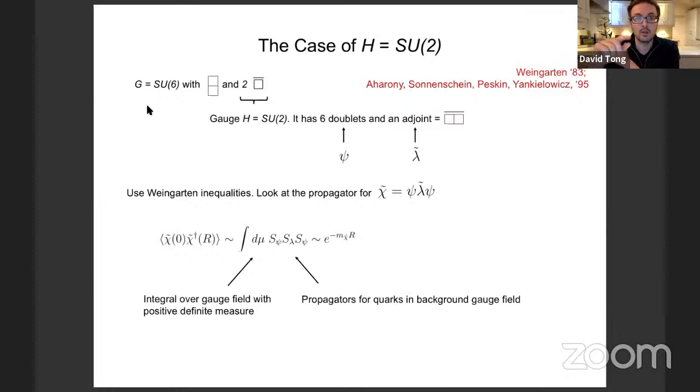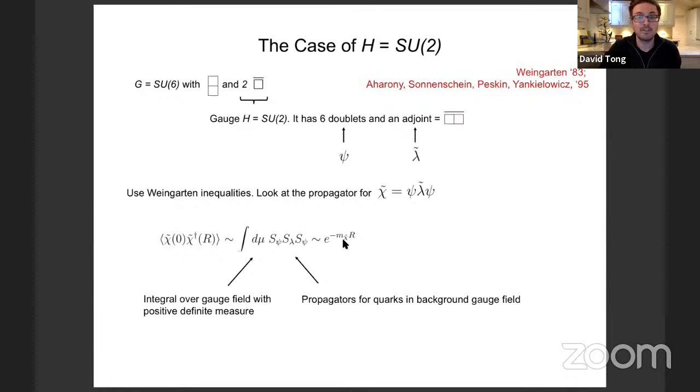Now, the key to the Weingarten inequalities, and indeed the key to the Vafa-Witten theorems, is that this integration measure is positive definite. So this is something that you only get because the theory is vector-like. Chiral gauge theories have non-positive definite measures. This vector-like theory has a positive definite measure, so it's only in this case you get to use these arguments. All right, now if the mass of this state is m subscript chi, you expect that at very large distances, this propagator goes as e to the minus the mass times the distance.